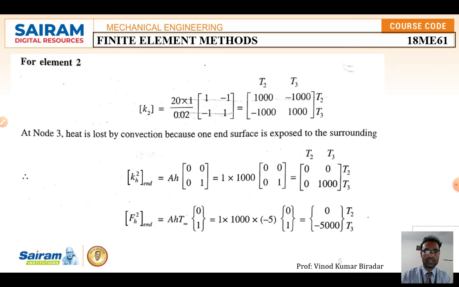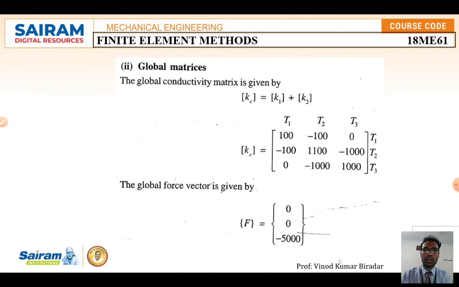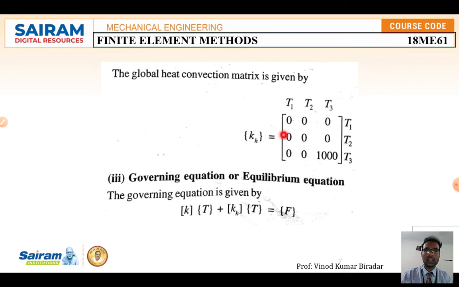Global heat conduction, this one. T1 is not there, so assume 0. So this matrix you write as a 3 into 3 matrix. Here the global conductivity matrix is given by Kc equal to K1 plus K2. Okay, this one. The global heat convection matrix is given by this formula.